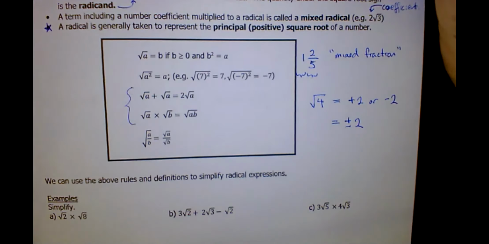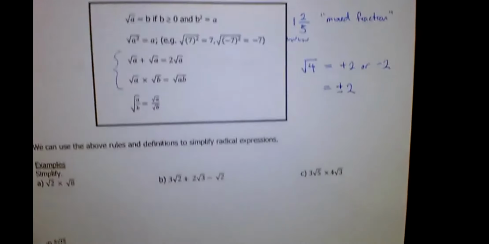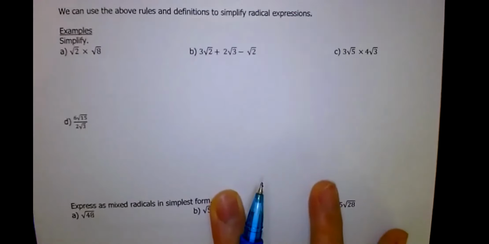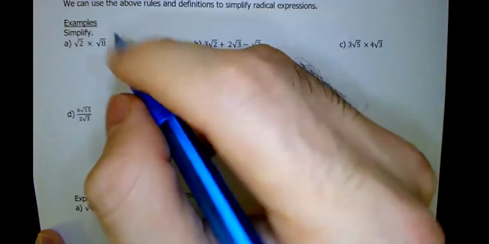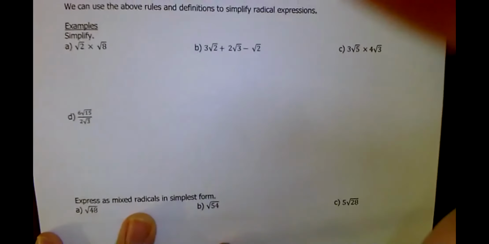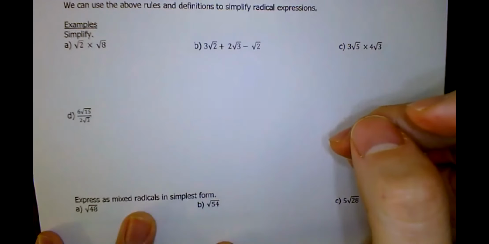We're good? Great. Let's get to it. When we are multiplying radicals, all we have to do is multiply the radicands together. You don't have to worry too much about anything else.